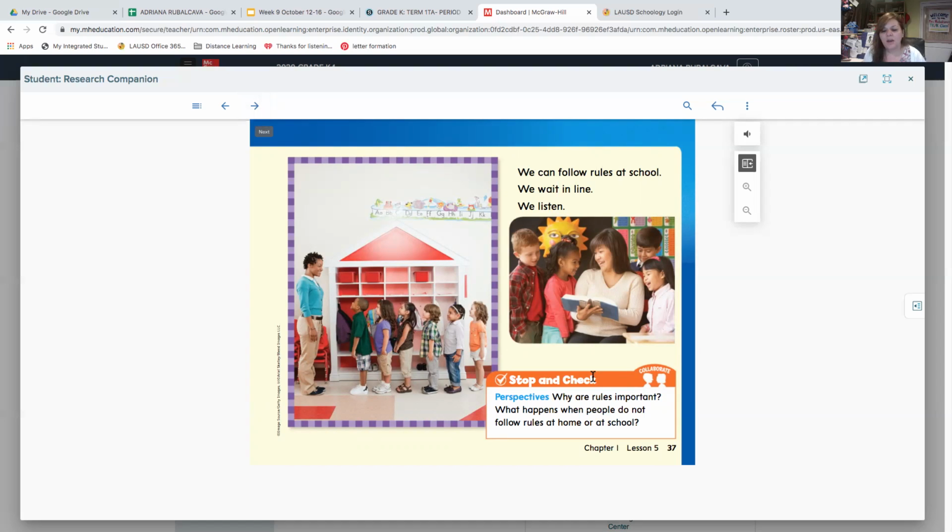So I want you to think about, why are rules important? What happens when people do not follow the rules at home or at school? Right now during Zoom class, if everybody is talking at the same time, guess what happens? The teacher cannot hear what you're saying, or our friends cannot hear what the teacher or the speaker is saying. So we need to always listen and look for directions.